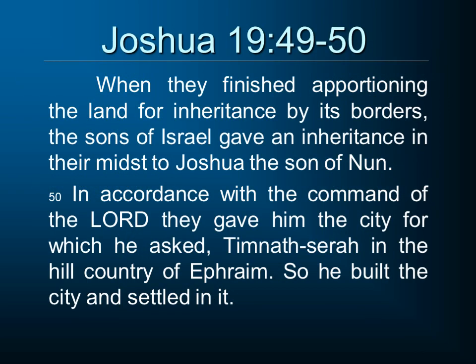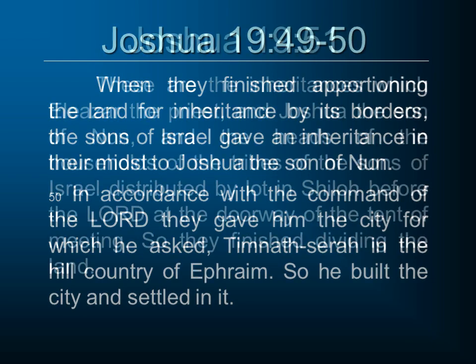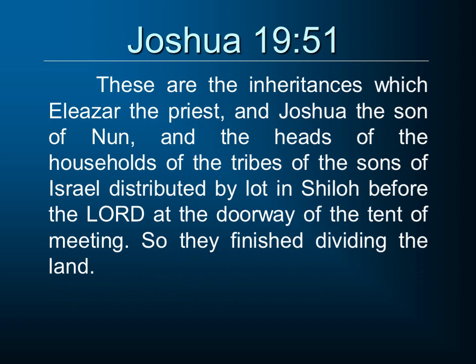So chapter 19, verse 49, and when they finished apportioning the land for inheritance by its borders, the sons of Israel gave an inheritance in their midst to Joshua, the son of Nun. In accordance with the command of the Lord, they gave him the city for which he asked, Timnath-Serah, in the hill country of Ephraim. After all, he's from Ephraim, and so he built the city and settled in it, and that becomes his inheritance. Verse 51, these are the inheritances which Eleazar the priest and Joshua the son of Nun and the heads of the households of the tribes of the sons of Israel distributed by lot in Shiloh before the Lord at the doorway of the tent of meeting. So they finished dividing the land, and the land now is completely divided.